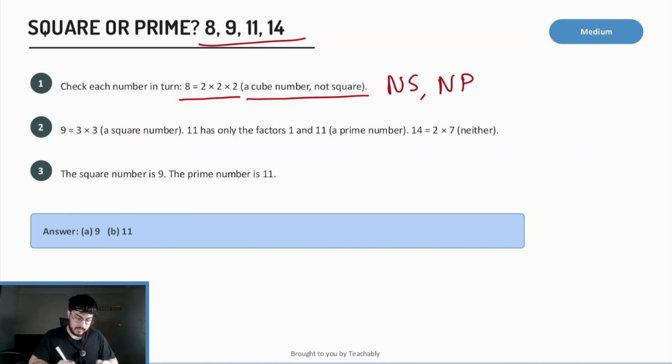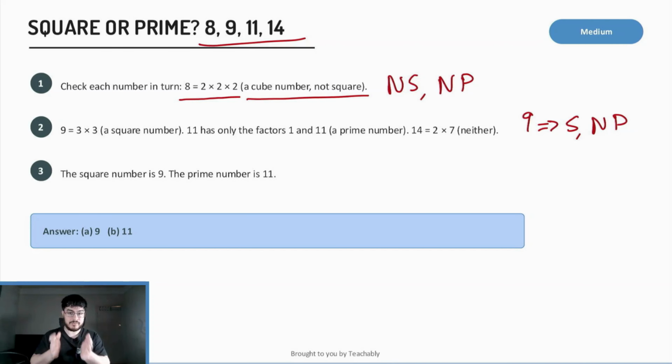And what's it called again? Because it has factors 3 and 3, it's clearly not a prime. So it is a square number. So 9 is a square number. Let's just write that: square, but it's not prime. And by definition, if something is a square number, it's not a prime number.